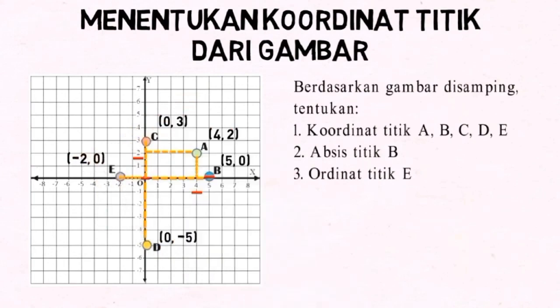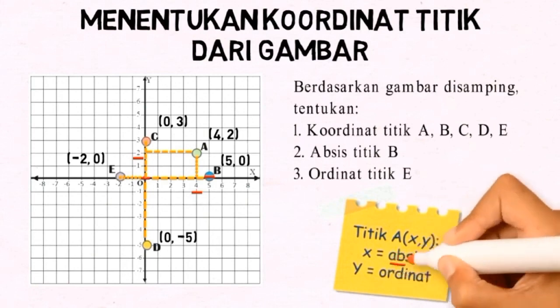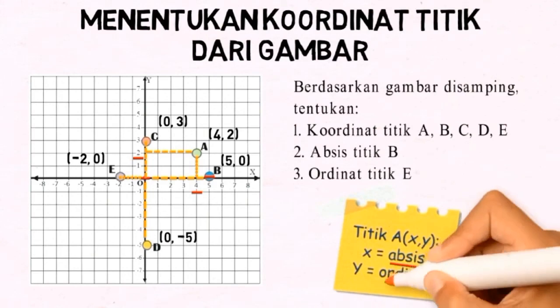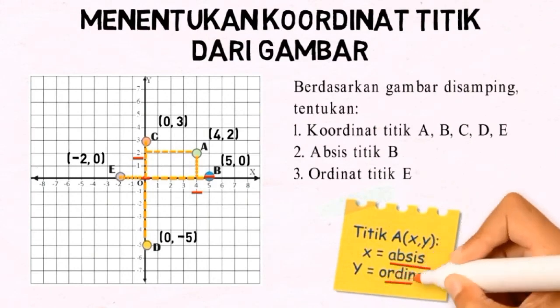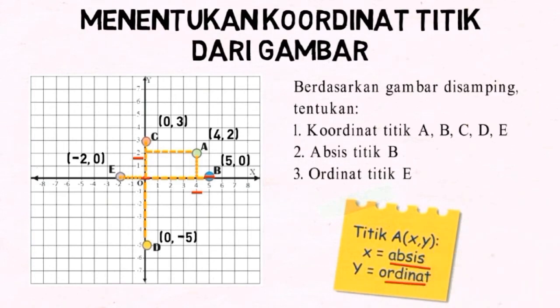Next, the abscissa of point B and the ordinate of point E. What we need to know is that for point A, x, y, the x we call the abscissa, then y we call the ordinate. Please note, ordinate and coordinate are different. So abscissa is another name for the x-value and ordinate is another name for the y-value.